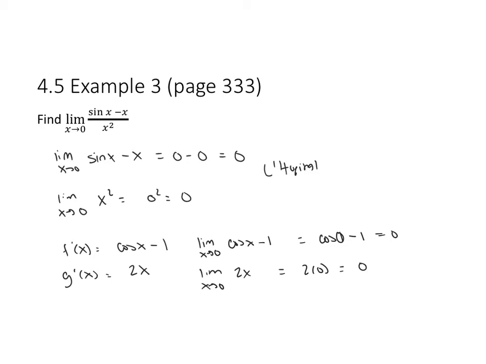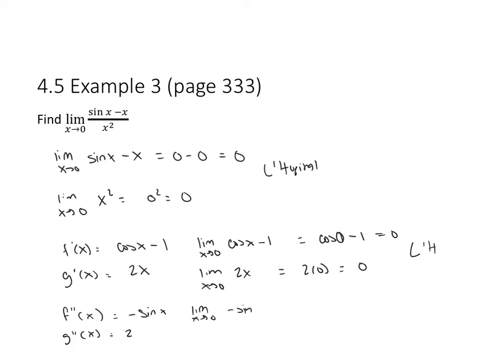Since I'm going to get another indeterminate form of 0 over 0, I get to use L'Hopital's rule a second time. So let's take the next derivative. The derivative of cosine is negative sine x, the derivative of 1 is 0, and the derivative of 2x is 2. And now I repeat the same process.